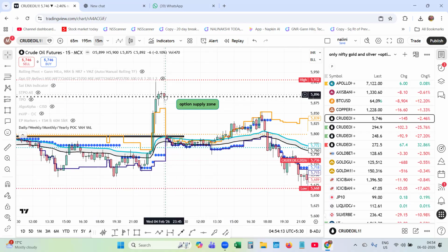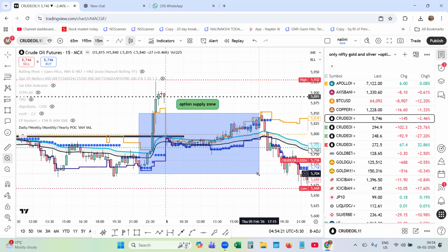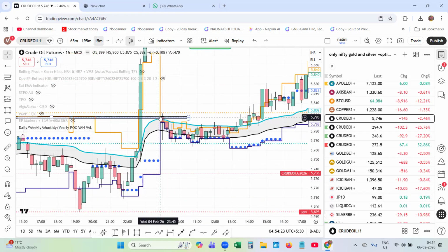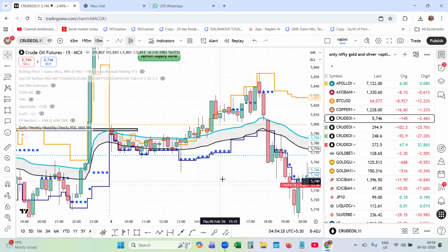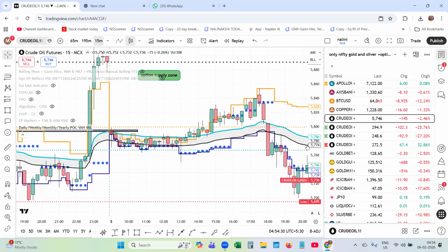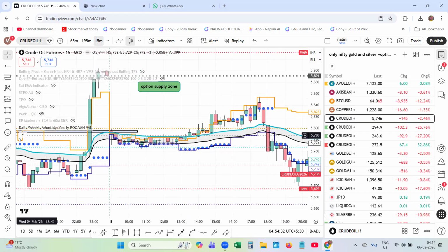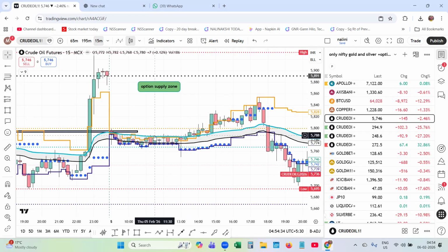So the market opened, and this channel is the option zone. Watch carefully over here. Option zone, market came down. We tend to trade intraday blindly without marking what had happened the previous day. That is very, very important.